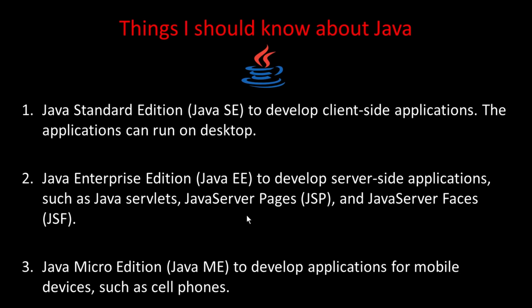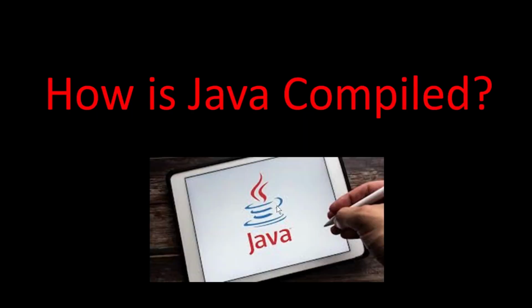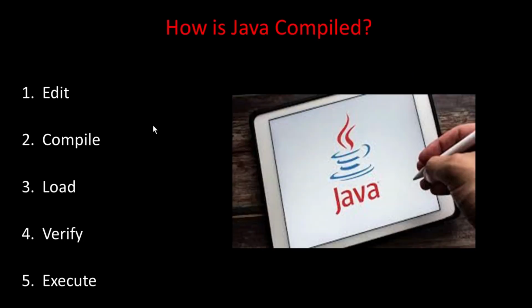So moving on to our next lesson for today: how is Java compiled? Java programs normally go through five stages. The first stage is the editing stage, the second is the compilation stage, the third is the loading stage, the fourth is the verification stage, and the fifth is the execution stage.